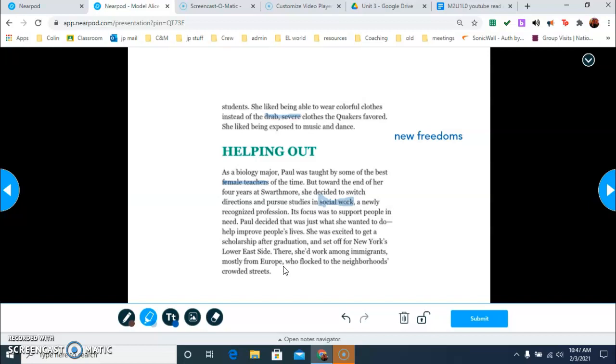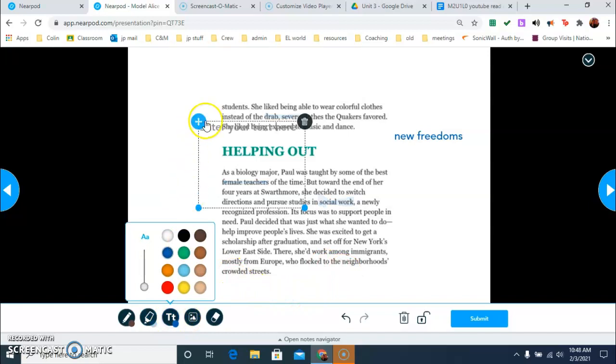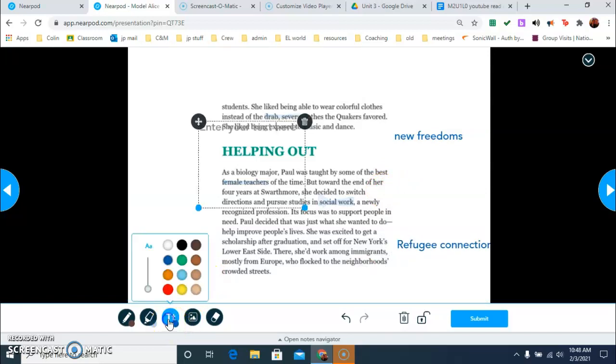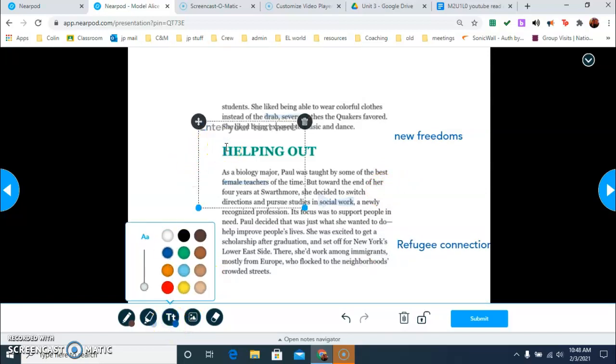She was excited to get a scholarship after graduation and set off for New York's Lower East Side. There she'd work among immigrants, mostly from Europe, who flocked to the neighborhood's crowded streets. So you can think about what we've learned about refugees, because her work here is connected to that. I am wondering why. Why the major switch? Not major meaning big, but like major meaning what she's specializing in. Why did she end up switching into social work?